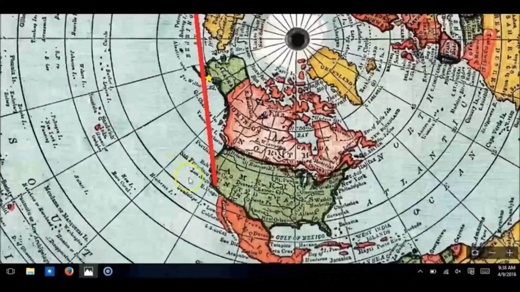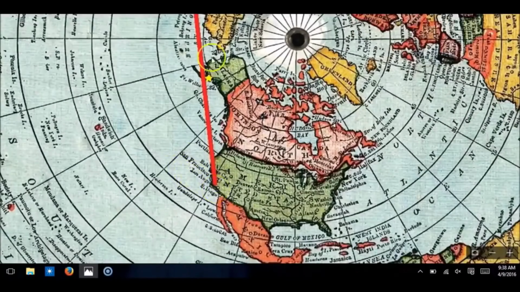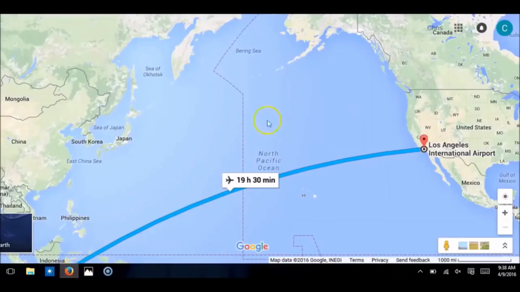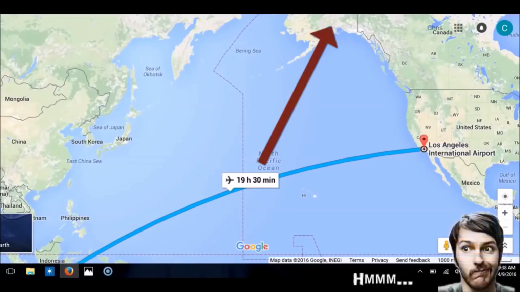Again, if you're going from Bali to Los Angeles and someone has a baby on the plane and you have to stop somewhere, wouldn't you think an emergency landing would look more like this than like this?